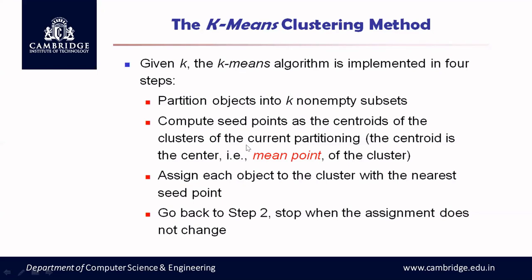Second step is, you have to identify the seed point. Seed point is nothing but what is called the centroid of the cluster. So in the first step, what we will do is, we will randomly choose 2 data points.